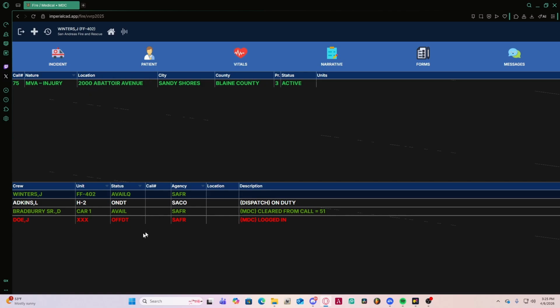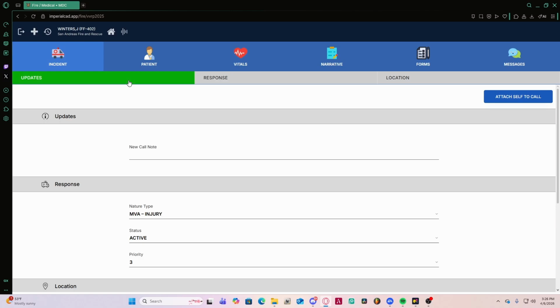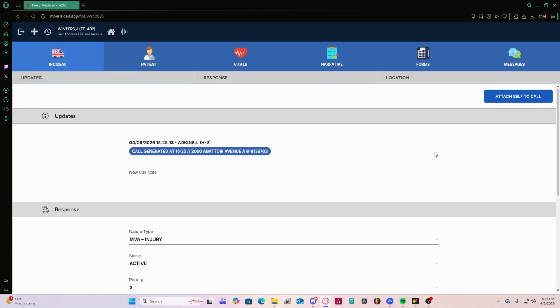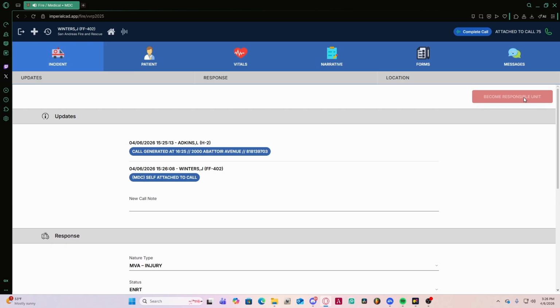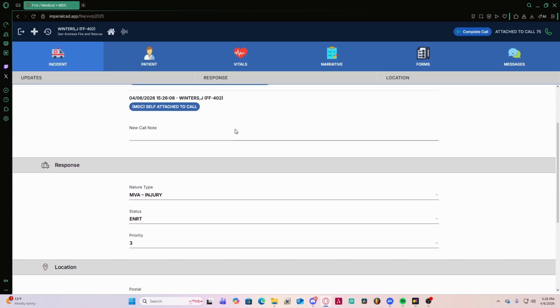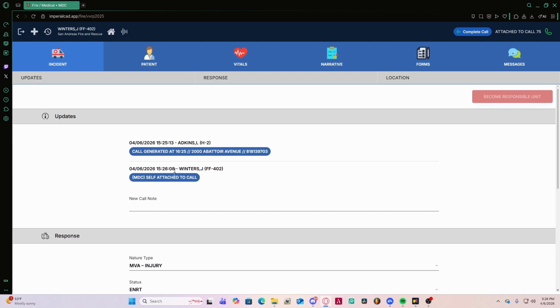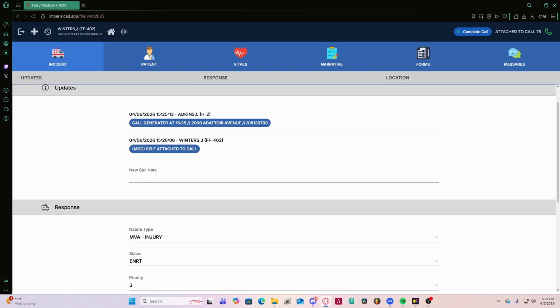So now I should be able to open call. Attach self to call. You've been assigned to a call. Perfect. Now you're in the call. Okay, so then you have the original call notes. Oh, it even timestamps what time you attached the call. So then you could add call notes if you wanted, like, arrived, whatever.